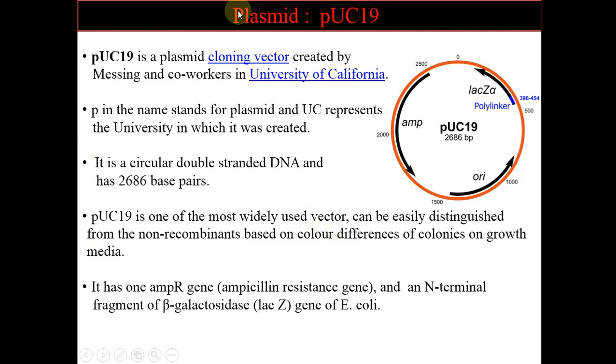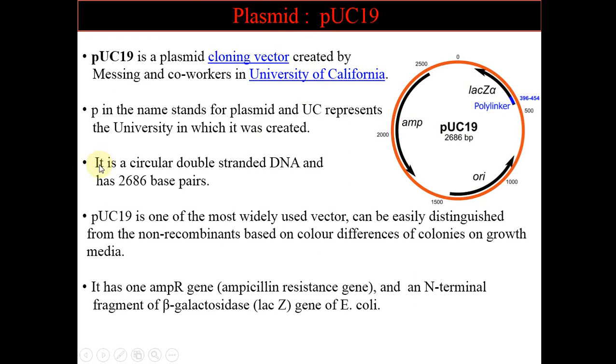Then the first plasmid vector is pUC19. See, this p you have to write with a small letter. p stands for plasmid. UC stands for University of California, because scientists at the University of California developed this vector, and 19 is its identification number. Okay, so this pUC19 is a cloning vector. It is an artificially created vector.